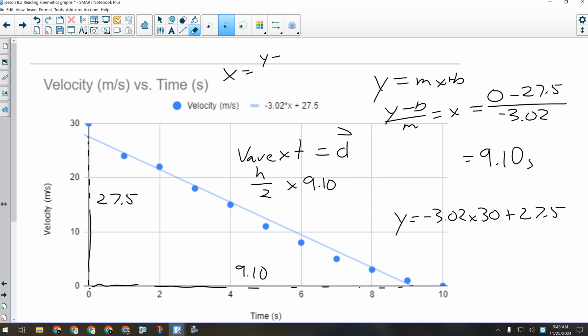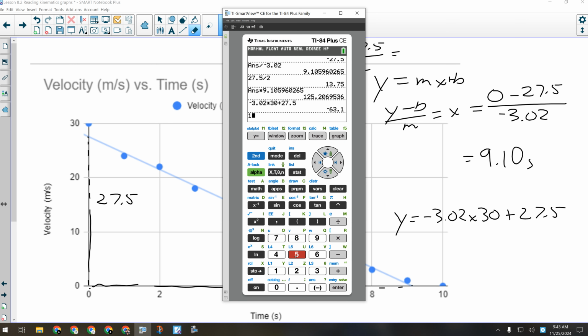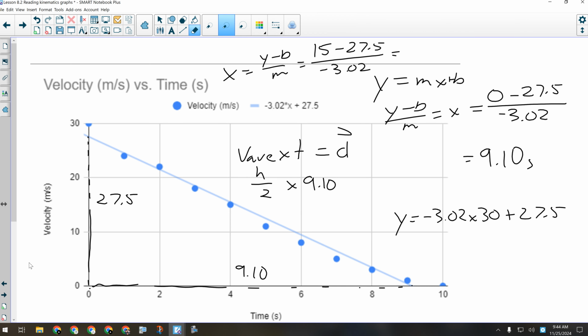That's going to be y minus b over m. We said that when it would be going 15 meters per second, minus 27.5, divided by negative 3.02. Again, here's where that negative is important. If you forget it, you'll get a negative time. So 15 minus 27.5, and then divide that by negative 3.02. That should happen at 4.14 seconds.